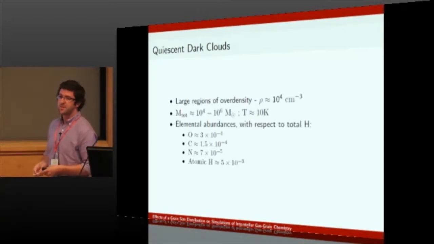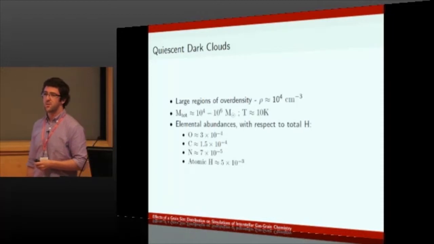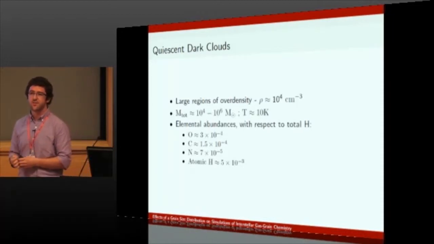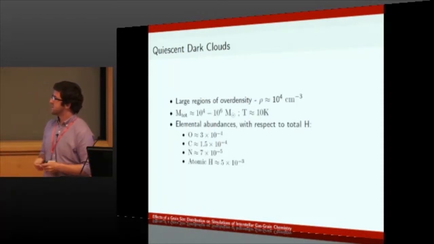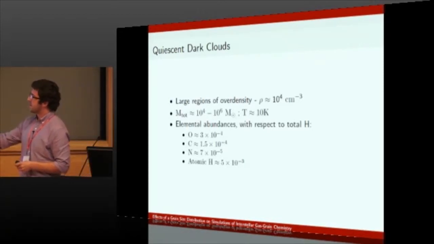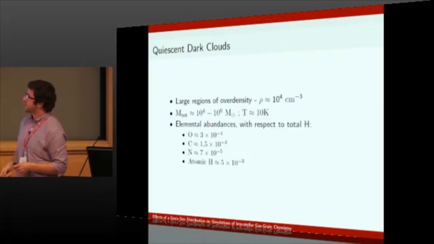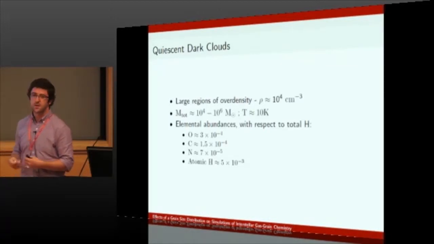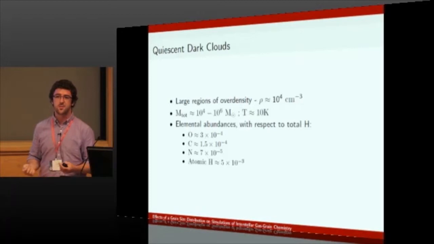We're going to assume some elemental abundances for this model with respect to total hydrogen, showing that I have a C/O ratio of about 0.5. That can vary. It depends on what stars you're around or what stars are affecting the environment. But this is just what I've used. And the model will involve more elements, but these are the only ones that really matter. You can see that I list atomic hydrogen as 5 times 10^-3 with respect to total hydrogen, because most hydrogen in this dark cloud is locked up in molecular form.